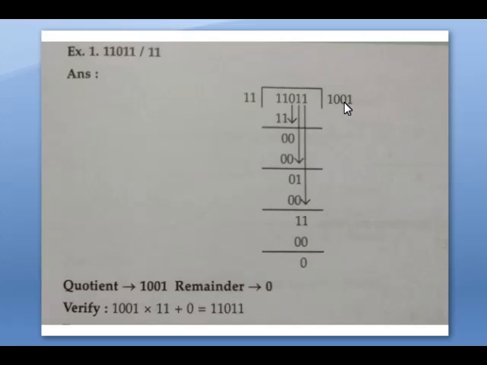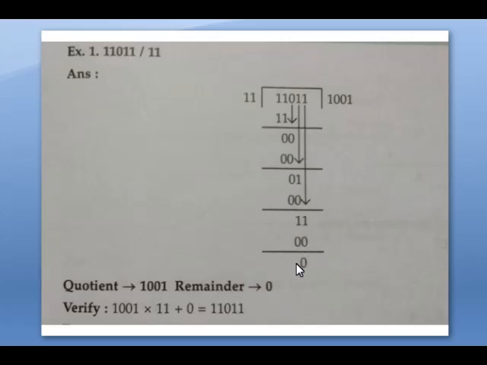Okay, again 0 0, 1 minus 0 is 1, then we are taking this 1 here. 1 times it is 11, it is not 00. Here students, you have to put 11, 1 times it is 11. Okay, so 1 minus 1 is 0, 1 minus 1 is 0.